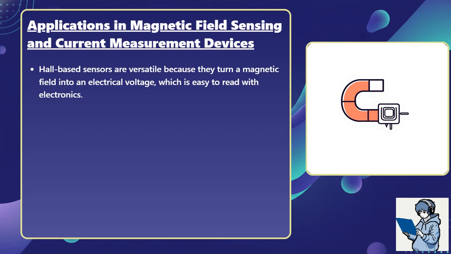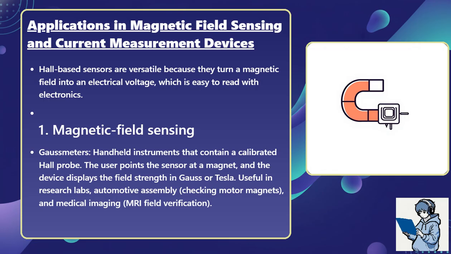Hall-based sensors are versatile because they turn a magnetic field into an electrical voltage, which is easy to read with electronics. 1. Magnetic field sensing. Gauss meters: handheld instruments that contain a calibrated Hall probe. The user points the sensor at a magnet, and the device displays the field strength in Gauss or Tesla. Useful in research labs, automotive assembly, checking motor magnets, and medical imaging MRI field verification.